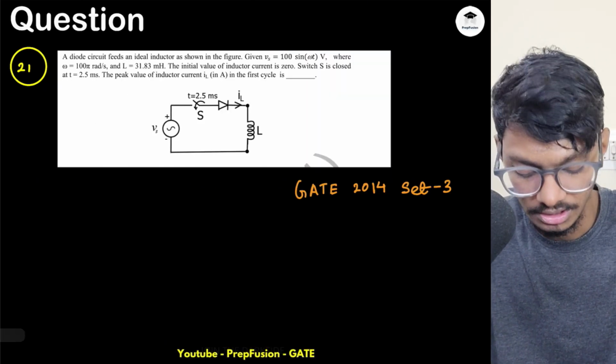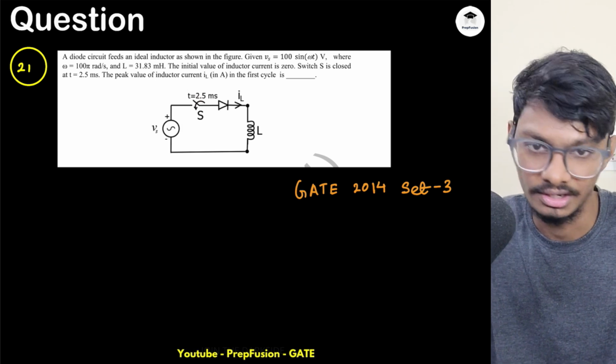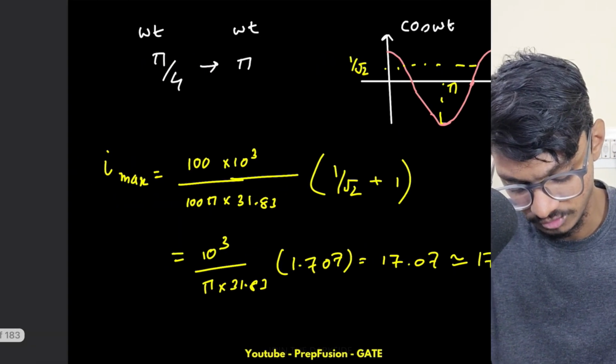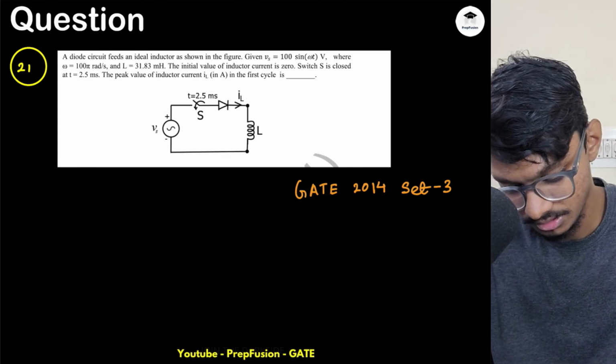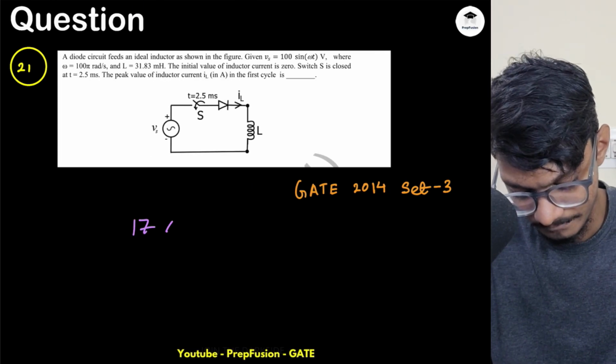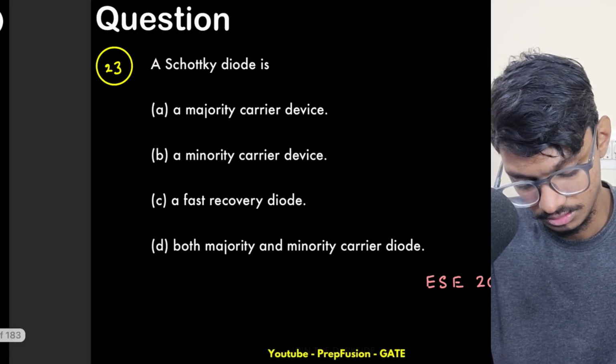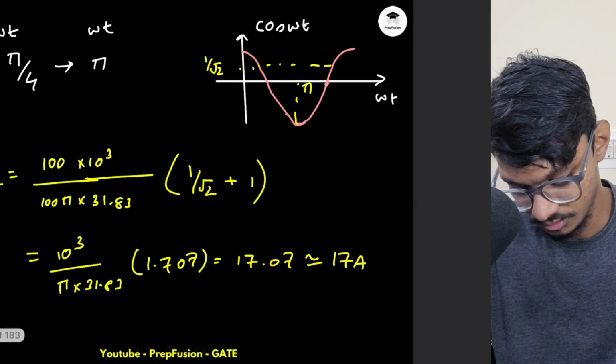So it all depends at what time you are closing the switch. The conduction angle also depends on that only. Okay, so next few theoretical questions we have. So this is 17 amperes, right? Okay, so next this question is there.